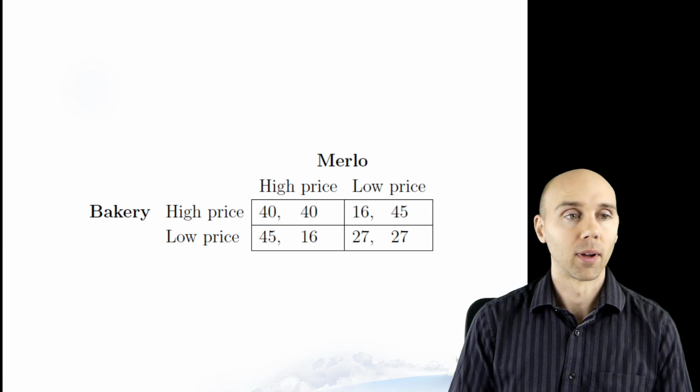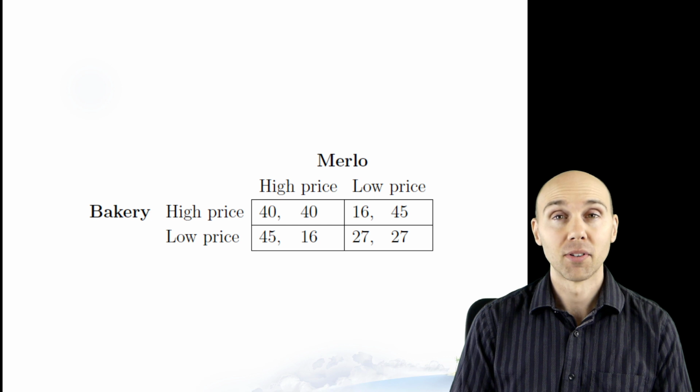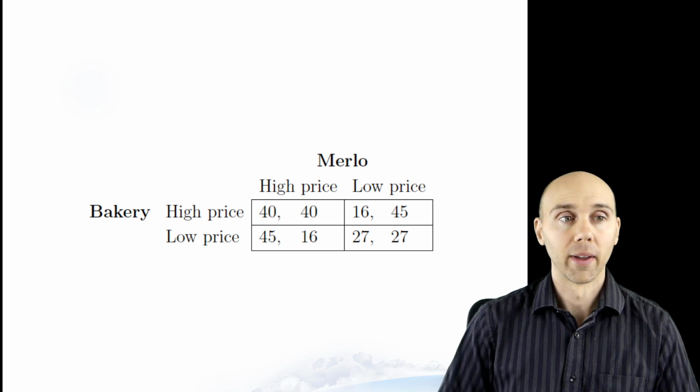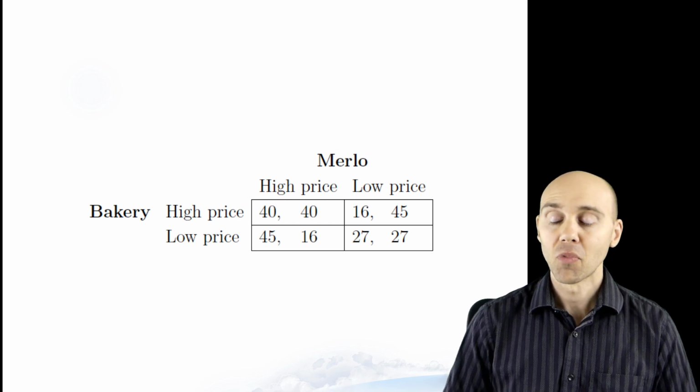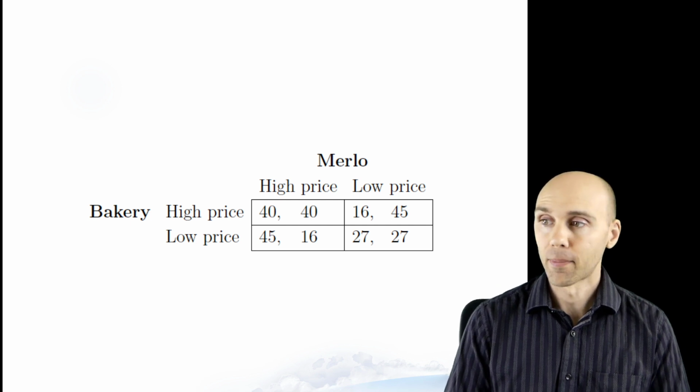The low price setter will get 45,000, the high price setter only 16. So that's step one, getting that 2x2 payoff matrix. Now we definitely have all the elements we need to solve the game. So what we want to do now is look at things in terms of best responses.